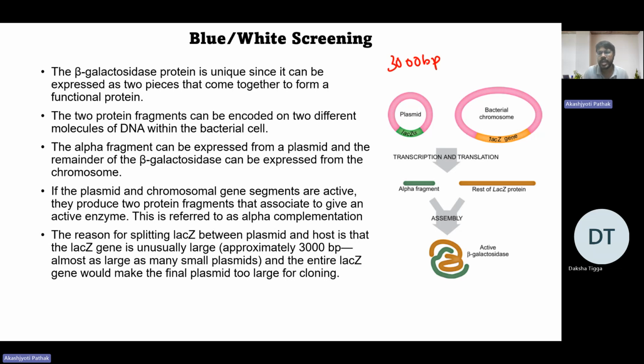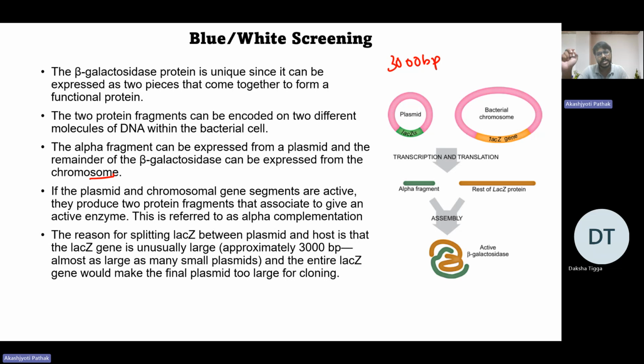Okay, so we can clone it separately. The gene which codes for the first 175 amino acids is cloned separately as lacZ alpha, and the remaining is cloned separately as the lacZ gene. Okay, so the alpha fragment can be expressed from a plasmid, and the remainder of the beta galactosidase can be expressed from the chromosome. Okay, so you have this entire gene. Now this entire gene has been broken up.